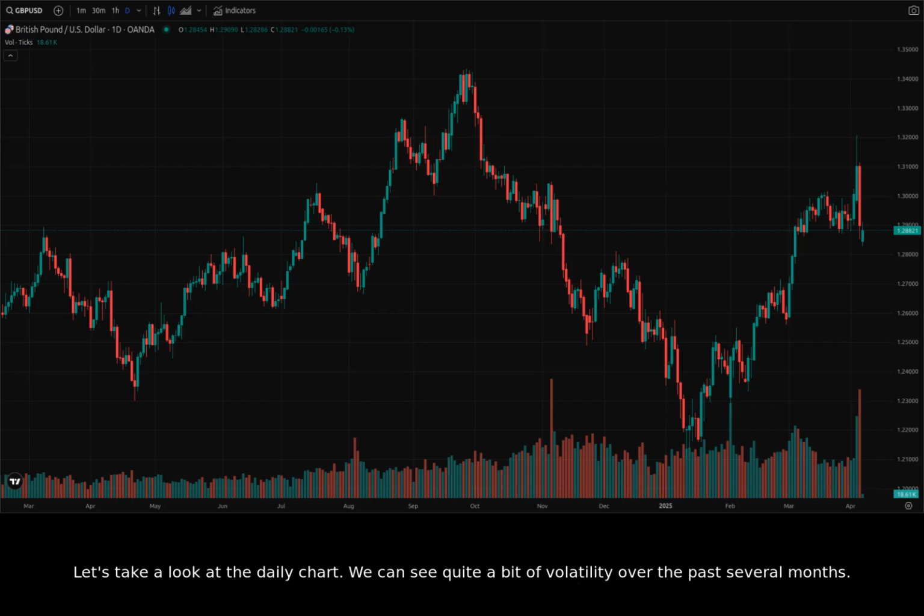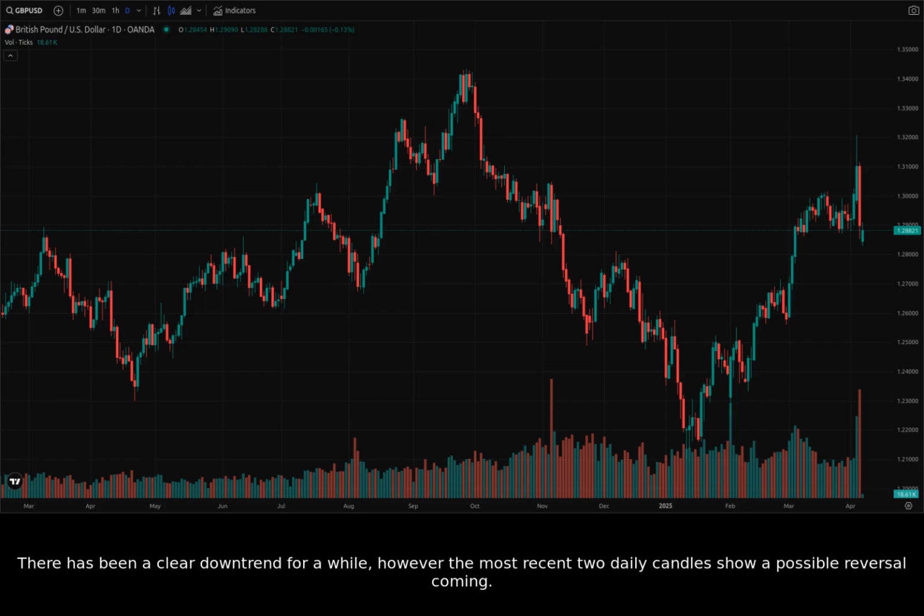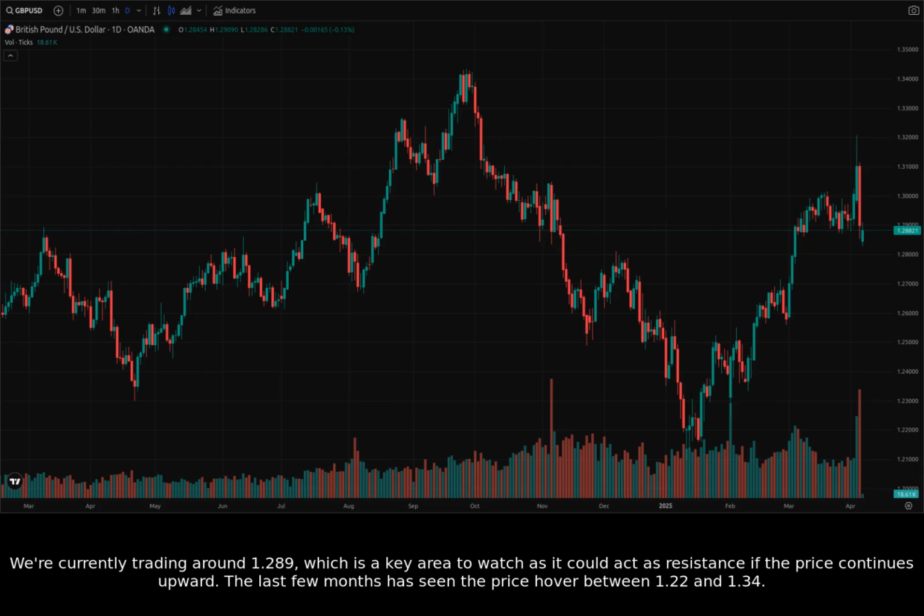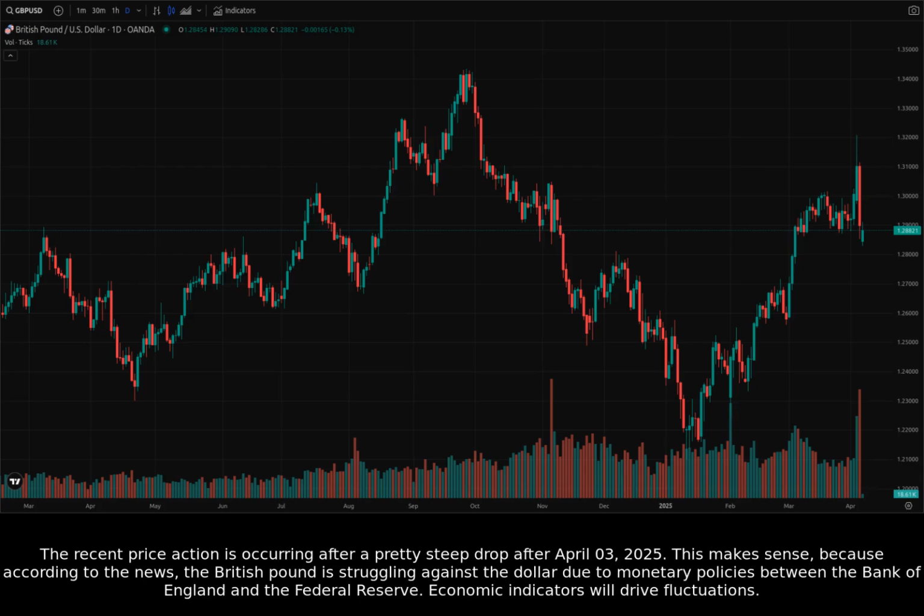We can see quite a bit of volatility over the past several months. There has been a clear downtrend for a while, however, the most recent two daily candles show a possible reversal coming. We're currently trading around 1.289, which is a key area to watch as it could act as resistance if the price continues upward. The last few months has seen the price hover between 1.22 and 1.34. The recent price action is occurring after a pretty steep drop after April 3, 2025.